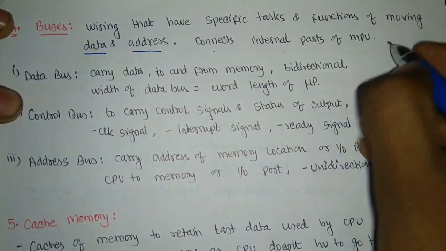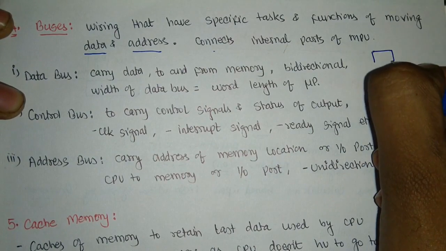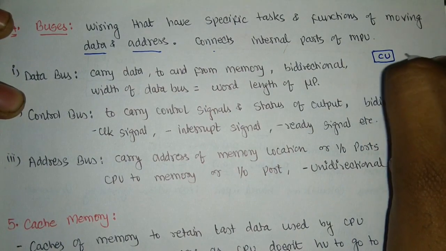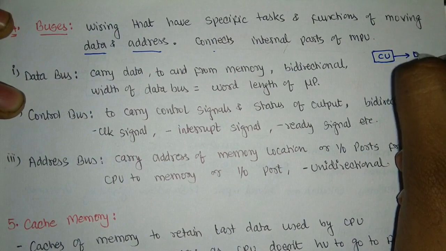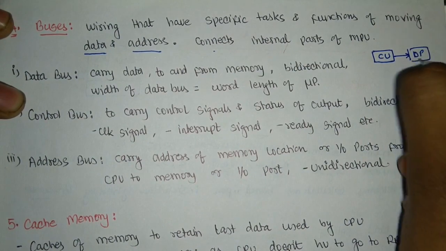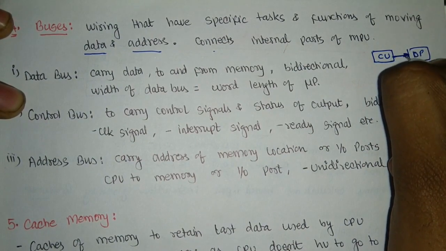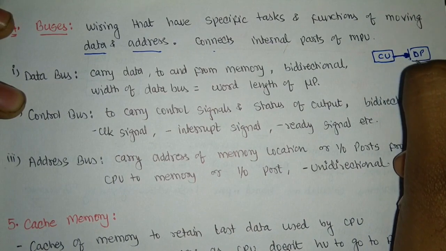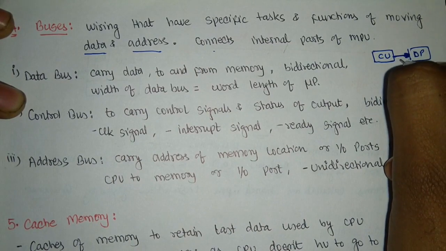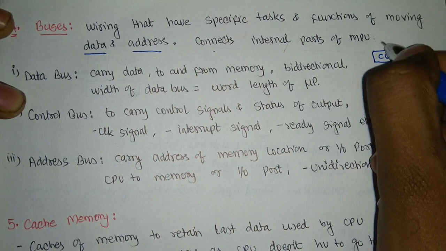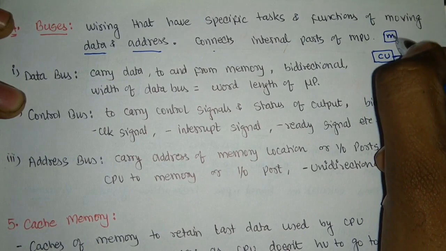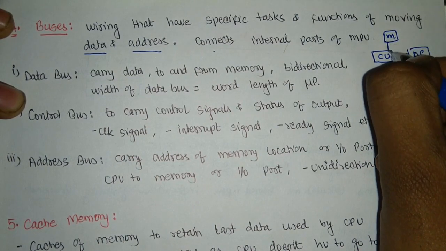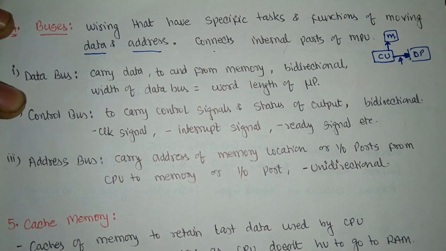Let's say I need to send some signal from my control unit to my output device. The wire which is being used to send that particular signal or data is a bus. Similarly, if I need to communicate with our memory, then the control unit and memory will be communicating with the help of a bus. There can be different types of buses.